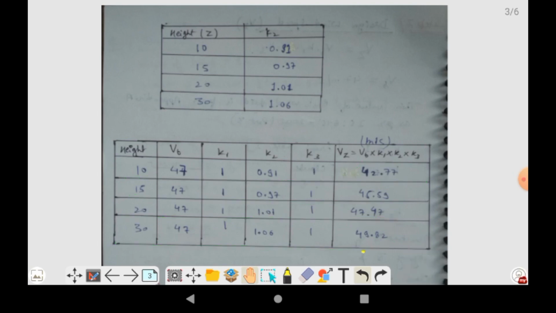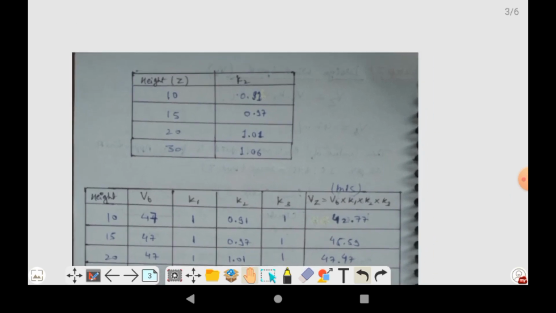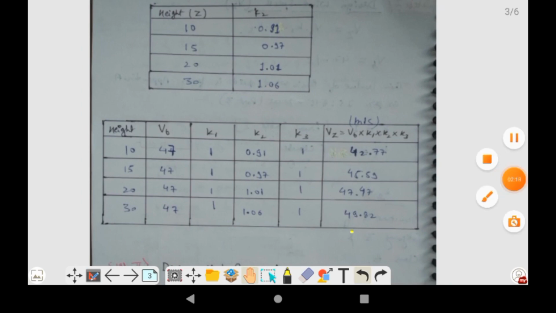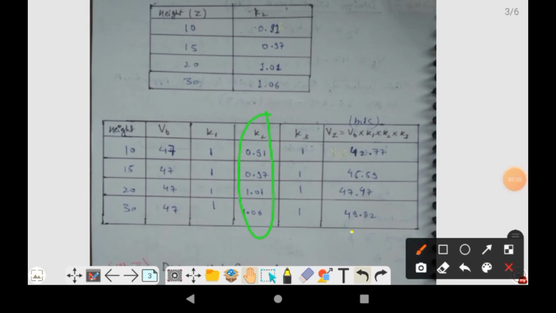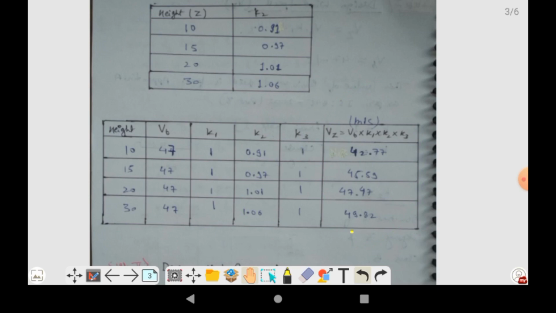So here you can see that the whole value depends on K2, because K2 keeps varying, so it has something to do with the height of the building. So now we have found all the values, that is the design wind speed. Now we will move towards our second step.